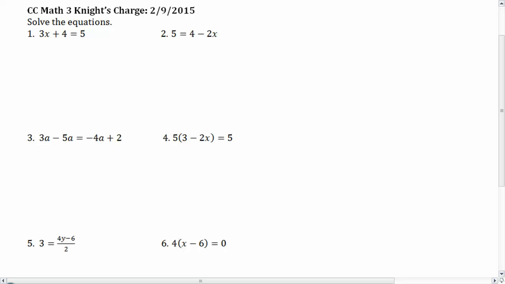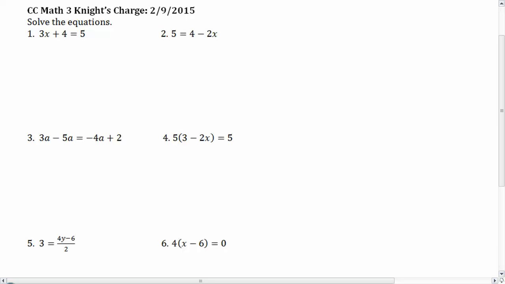This is the beginning of the second unit of Math 3. Each one of these is just solving a fairly simple linear equation. This should be review from either Math 1 or Math 2, or even before that, maybe some middle school math, Math 8 or 7th grade math as well.